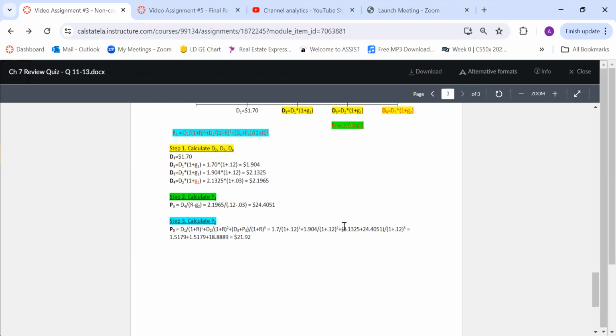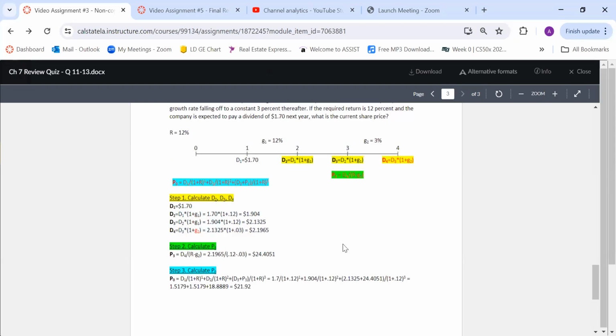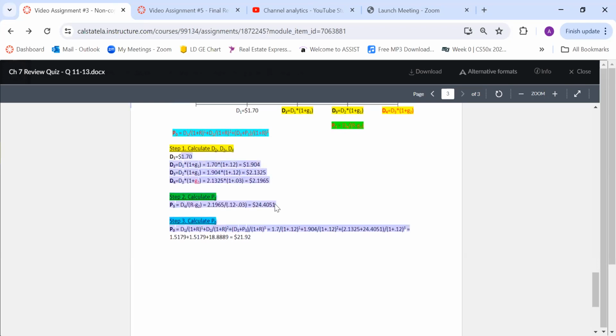And then the last step is calculating the price at time 0. We do that by implementing our dividends: $1.70 divided by 1 plus 0.12 to the first, plus 1.904 divided by 1 plus 0.12 to the second, and then D3, $2.13, plus the price of $24.40, divided by 1 plus 0.12 to the third power. We end up with $21.92.